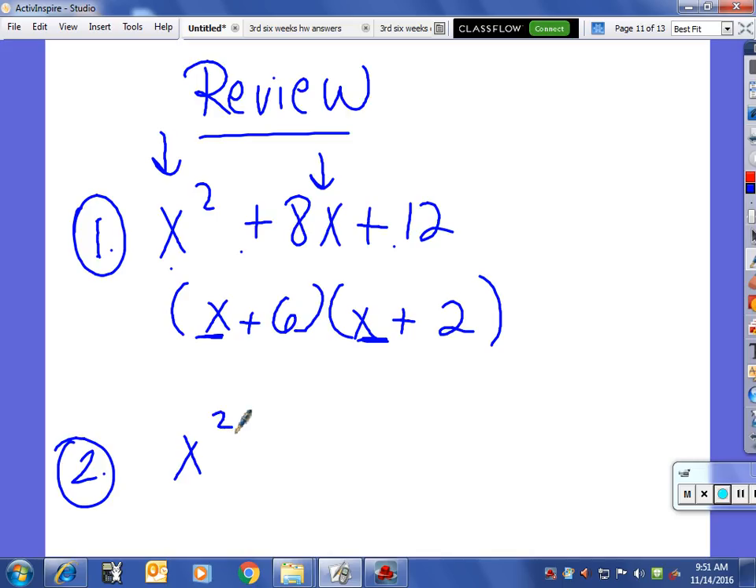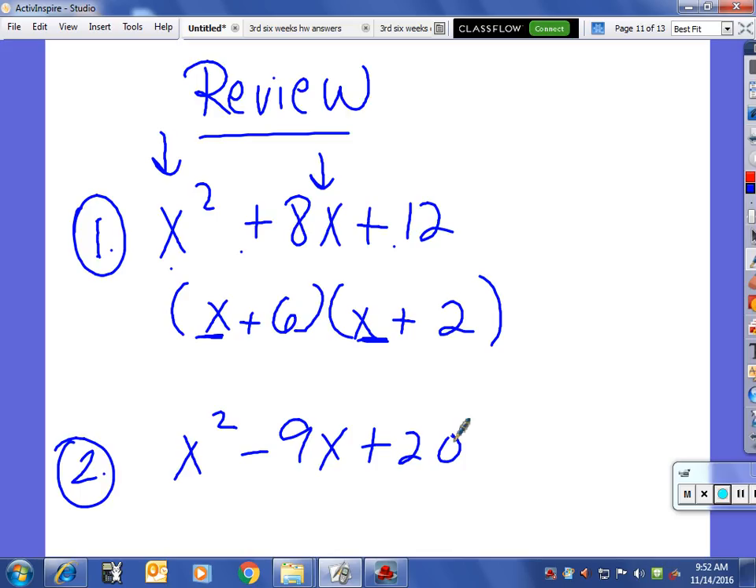Okay, look at this problem. X squared minus 9x plus 20. Could I do the shortcut on this? Yes. The value of a is a 1. So I just have to think of the factors of 20 that could add up to a negative 9. It has to be 4 and 5.